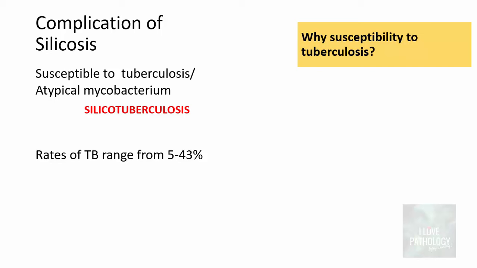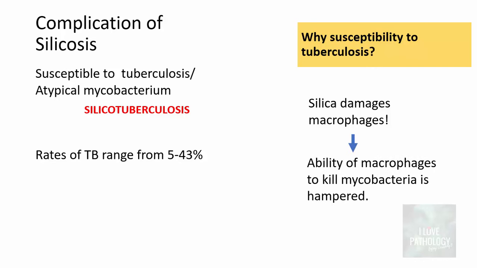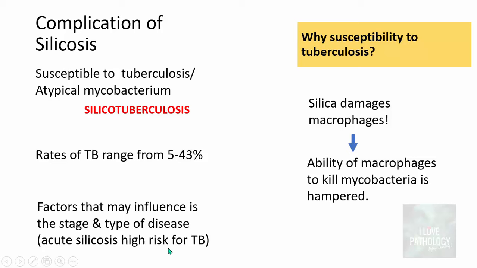Now, why is silicosis susceptible to tuberculosis? Remember, I talked about silica damaging macrophages, right? Because of the damage, the ability of these macrophages to kill mycobacteria is hampered, and that's why they are more prone to development of tuberculosis. The factors which may influence this are the stage of silicosis and the type of the disease. For example, acute silicosis has a very high risk of development of tuberculosis.